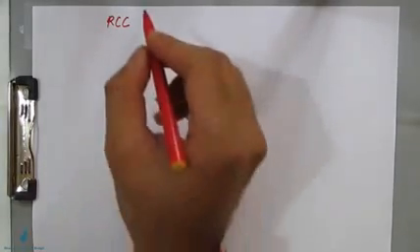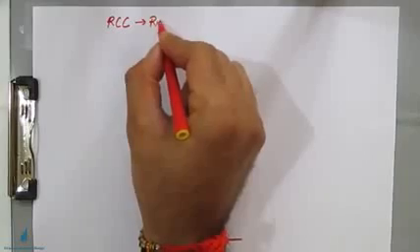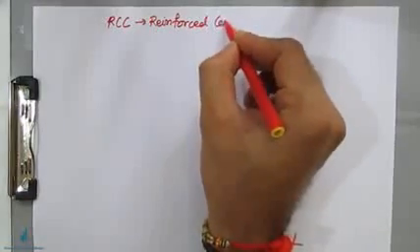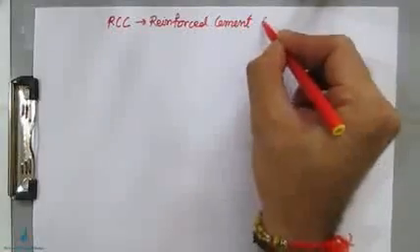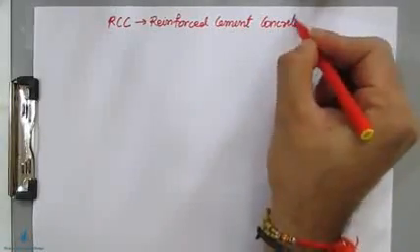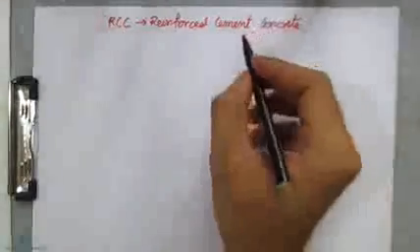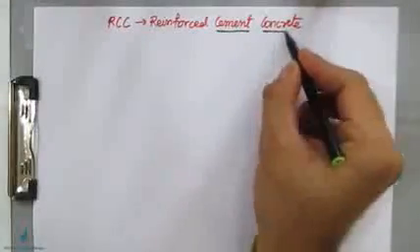RCC structure. So the RCC full form is nothing but reinforced cement concrete, right? So the full form of RCC is reinforced cement concrete. Before moving on to this reinforced cement concrete, we shall see what is meant by only cement concrete.